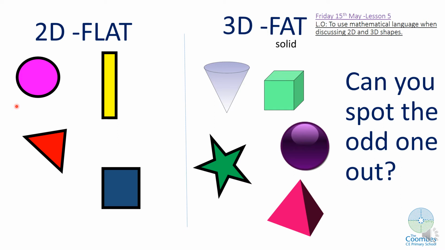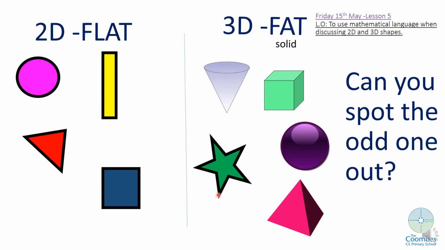Now, when I was sorting my 3D shapes, I noticed that I had a circle over here for my 2D, a rectangle, a triangle and a square, and I put them in the 2D shape column. When I did my 3D shape column, I put in a cone, a cube, a star, a sphere and a square base pyramid. But I thought, I think I may have made a mistake. Can you see which shape is in the wrong column?